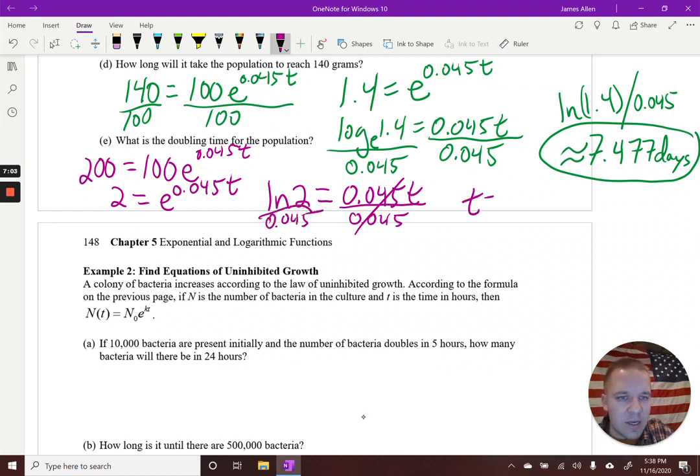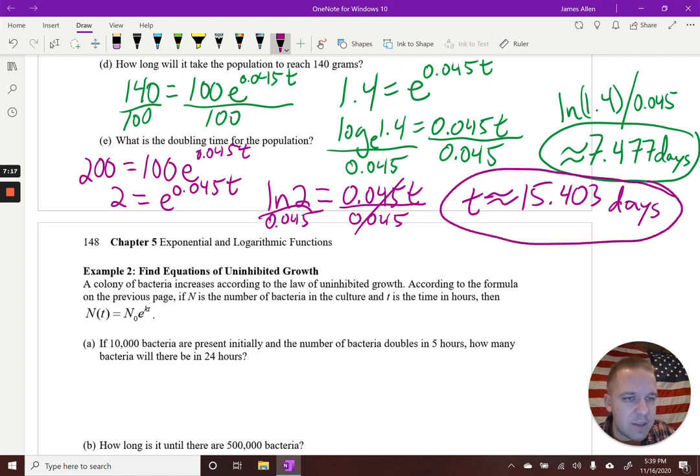And I get t is equal to, I'm going to be rounding, so I'm going to squiggly it up. Where do I have it in my work? We got 15.403 days. So that is our doubling time. It takes 15.403 days to double. Beautiful. If you're not getting those things, double check that you're typing it in correctly. Ask questions in class, all good things.